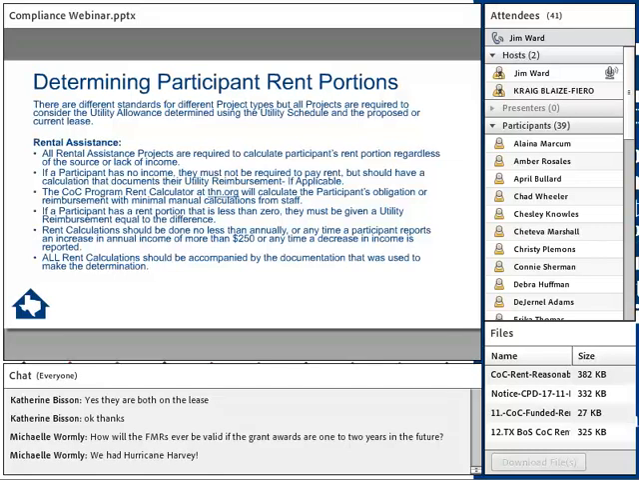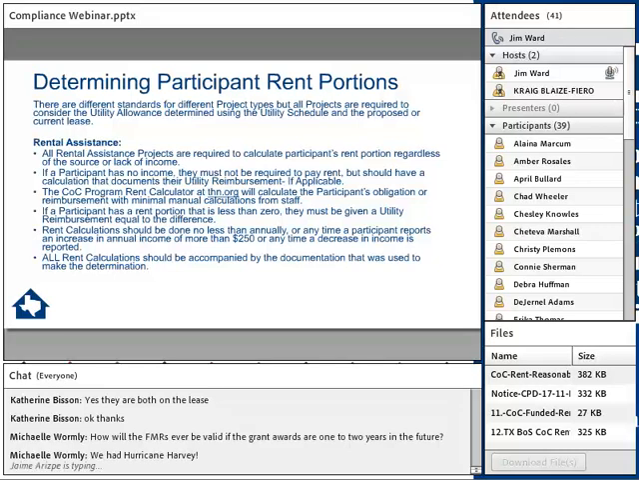All right, so rent portions. For rental assistance projects, for both rapid rehousing and permanent supportive housing rental assistance projects, you're required to calculate a participant's rent portion. Even if someone has zero income, they should still have a rent calculation done that reflects that zero portion.